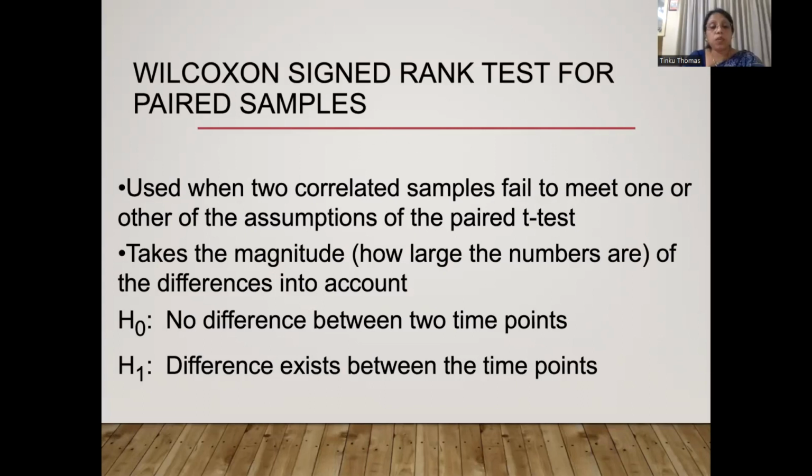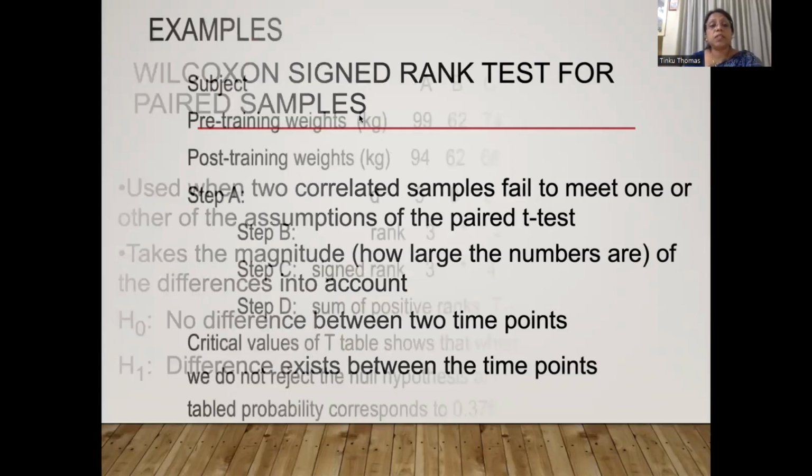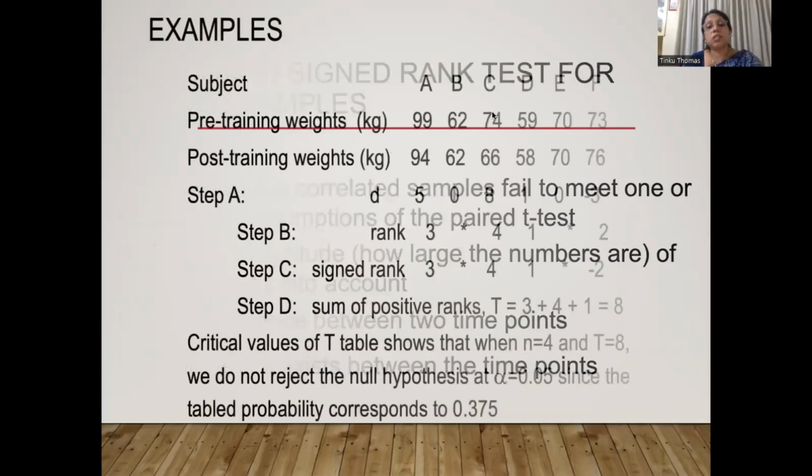So the null hypothesis would be that there is no difference in the data between the 2 time points, and the alternate hypothesis states that there is a difference in the data between the 2 time points. So it is one single group. So this is an example: one single group of individuals, pre-training weights and post-training weights.